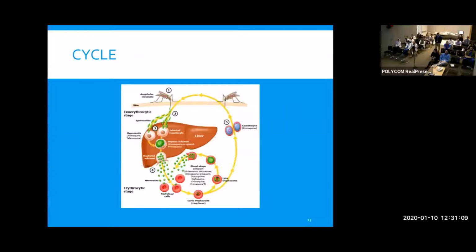We love these cycles in ID. So how do you get it? The mosquito feeds on the skin and injects sporozoites, which go directly to the liver and infect the hepatocytes, where they mature into schizonts, which rupture, releasing a lot of merozoites into the bloodstream. And it's the merozoites that infect the red blood cells.